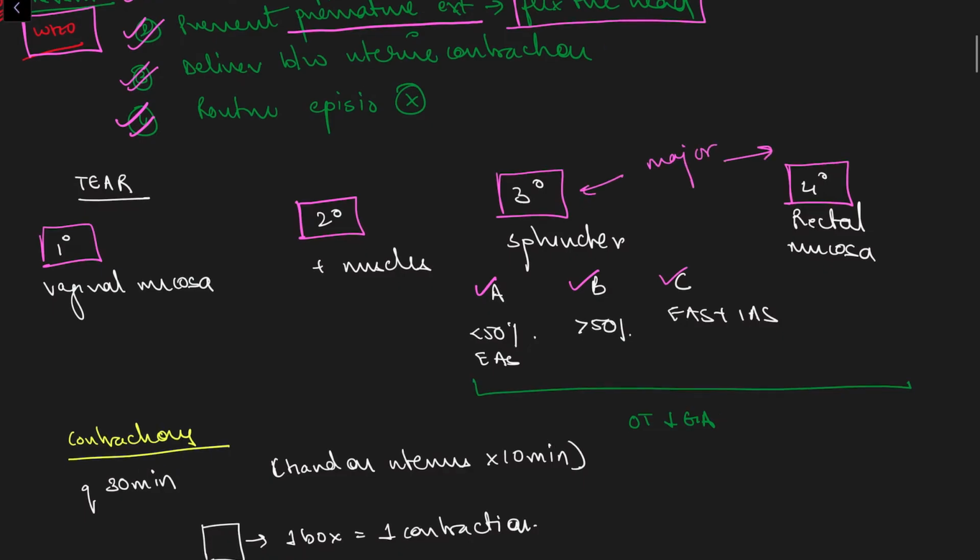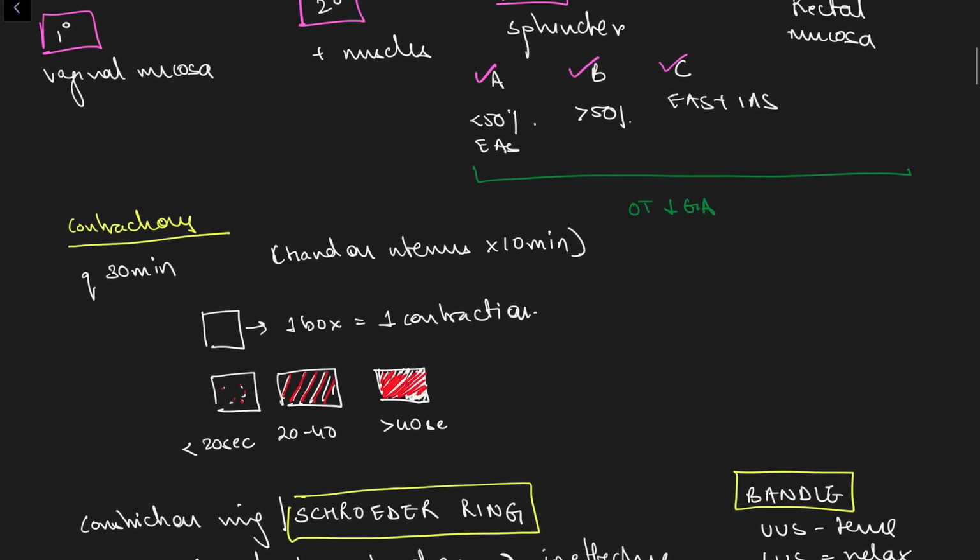Now contractions should be measured every 30 minutes by placing the hand on the uterus for 10 minutes. On the partogram, one box will be for one contraction. So if there are 3 contractions, then we will plot 3 boxes, and depending upon the duration, if it is less than 20 seconds, we will put dots. If it is between 20 to 40, we draw lines, and if it is more than 40 seconds, we do a solid coloring of the box.